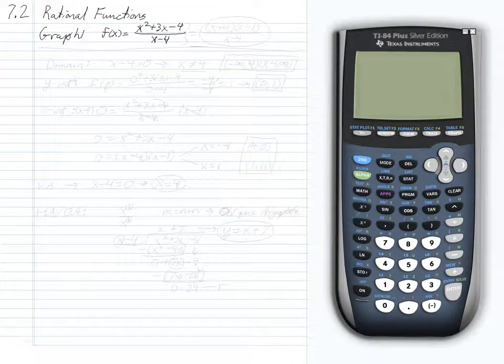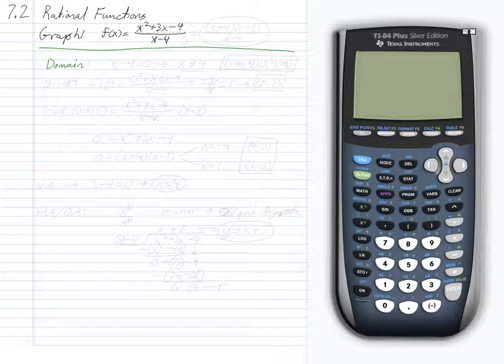Welcome back. I have one more rational function that I would like to graph to give you an idea of the various types of graphs that you can come up with in this section. So for this function, we will go through all the same steps: find the domain, the intercepts, the asymptotes, and then graph using as many additional points as necessary. So to begin with, we will look at the domain.